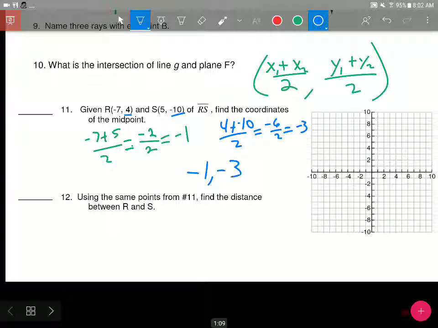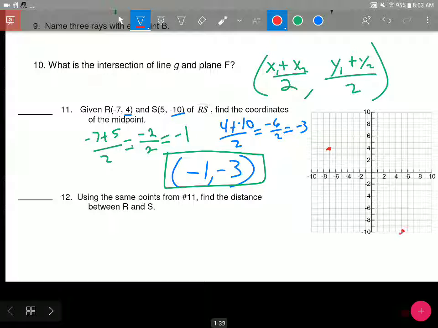I see a lot of students at this point very tempted to take this point and add them together. Do not do that. Do not do that, okay? That is the midpoint. If you want to draw it out, like -7, 4, which is right here, and 5, -10, you can count it out.